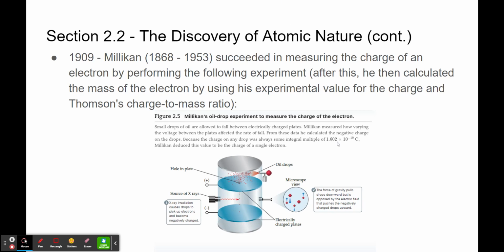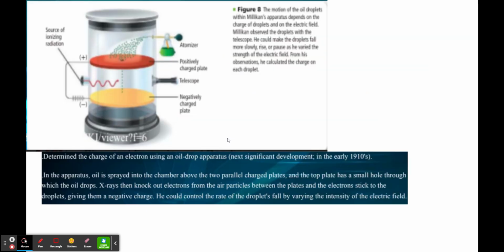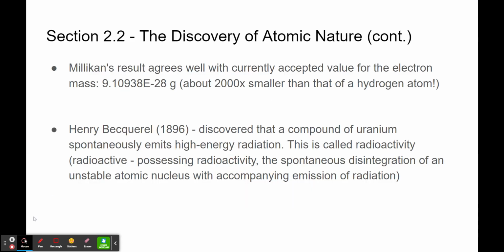Here's another graphic of his oil drop experiment. And I have these graphics here as well, and this little explanation that I wrote down in my notes to better understand this experiment, because I feel like it's pretty important to know. Sometimes it's hard to wrap your brain around, especially when Googling it, so you can use this if you need. Millikan's result agrees pretty well with the currently accepted value for the electron mass.